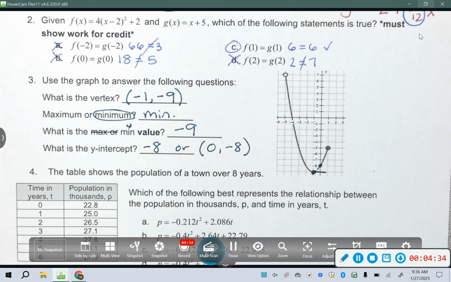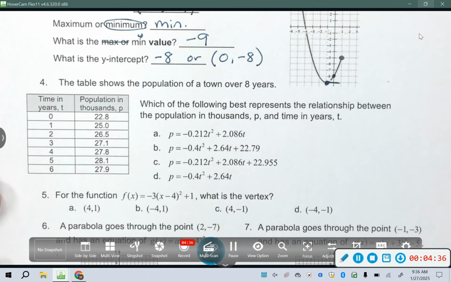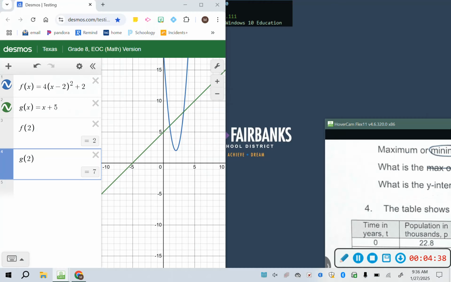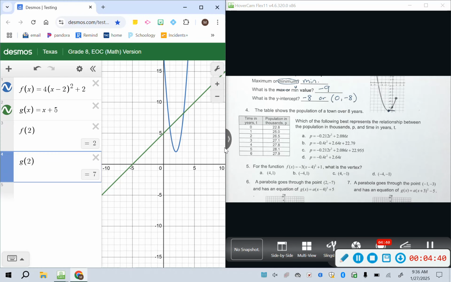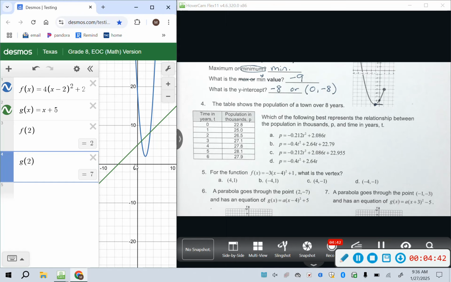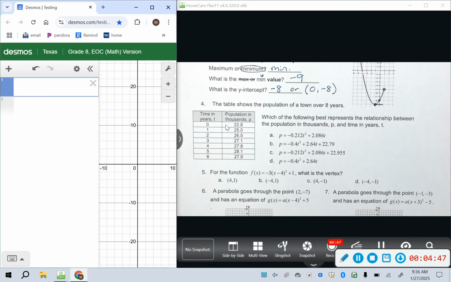Okay, so let's look at number 4. Number 4 is going to be a calculator problem. So we're going to go ahead and split screen. I'm going to drag this over a little bit. Okay, and I'm given this. It says, which of the following best represents the relationship between the population in thousands, P, and the time in years, T? So we don't know if this is a scatter plot, so we're going to type every single point.